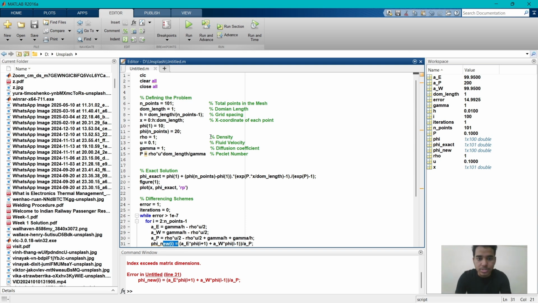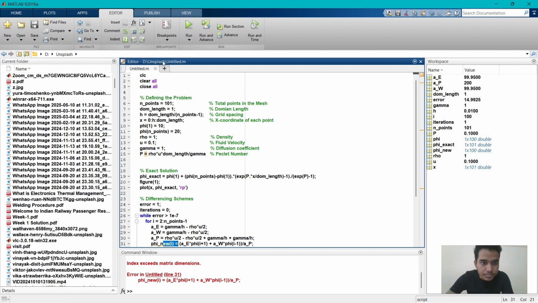Hello, myself Prashant Das, a 6th semester student of Mechanical Engineering Department at Tezpur University. Today I am going to write a MATLAB code using finite volume method to solve 1D steady state convection diffusion equation. For that I am using upwind scheme as well as central differencing schemes, and later on I will compare the results with high Peclet number.